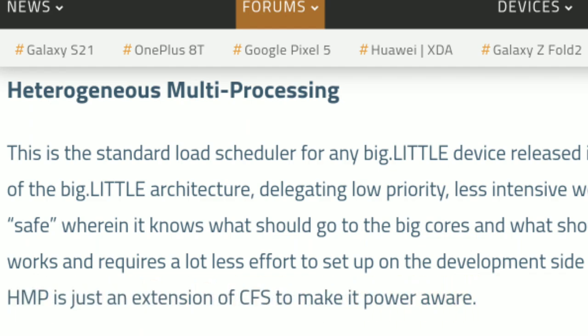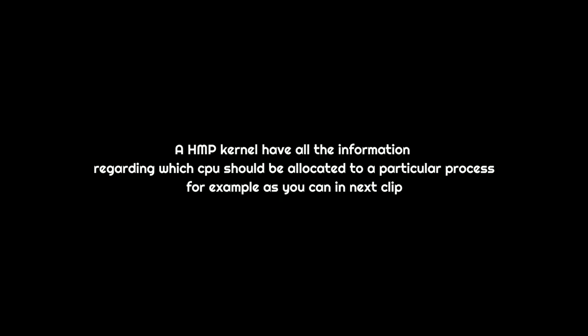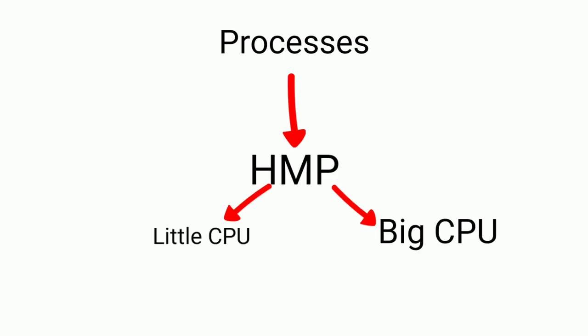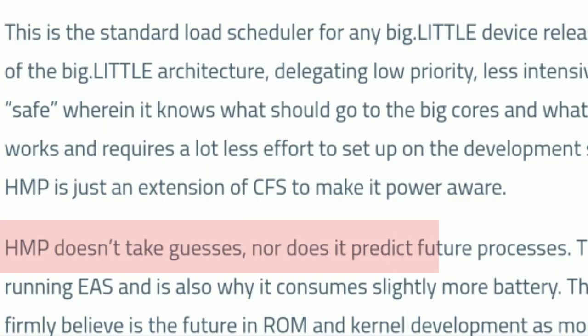CFS is mostly used in non-little-big devices. So if CFS is used in Android devices, then the interaction with the kernel won't be as good as EAS or HMP. So basically, HMP already knows which process should use a little or big CPU. For example, if there is music decoding, then it will use a little CPU, and for gaming it will use a big CPU, and it also doesn't predict future processes. That's why HMP is the standard scheduler.